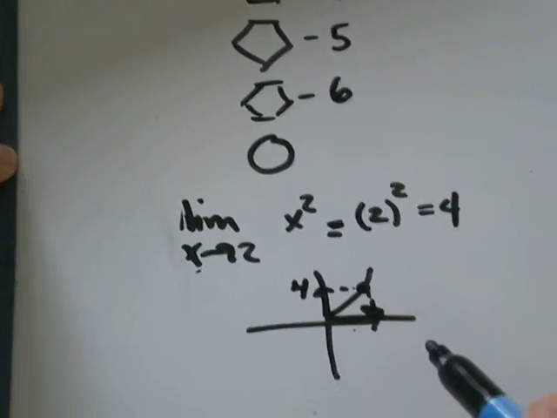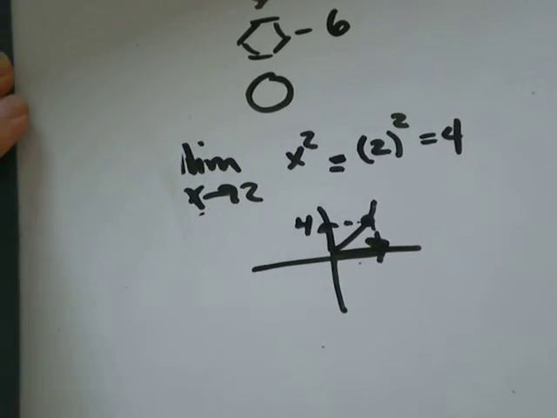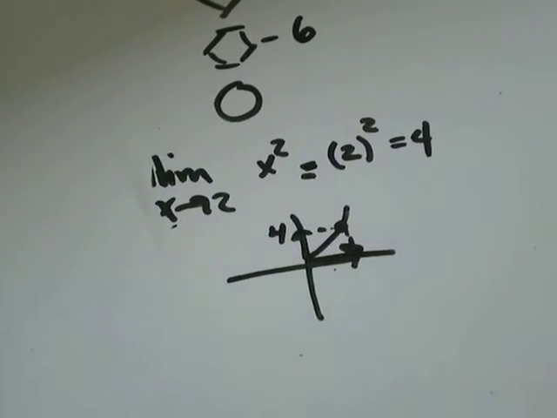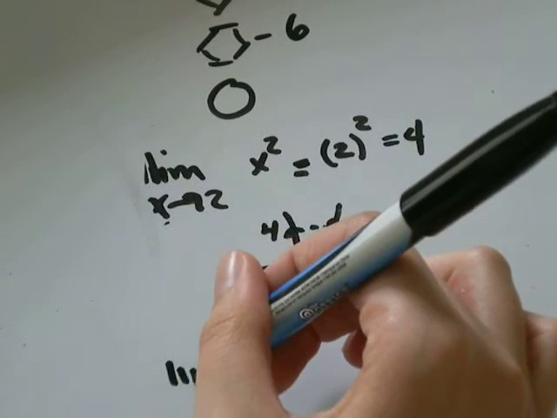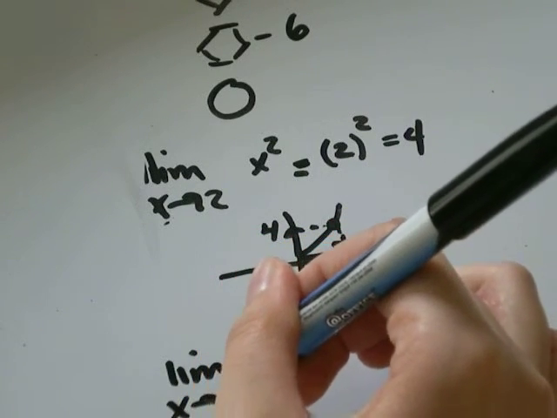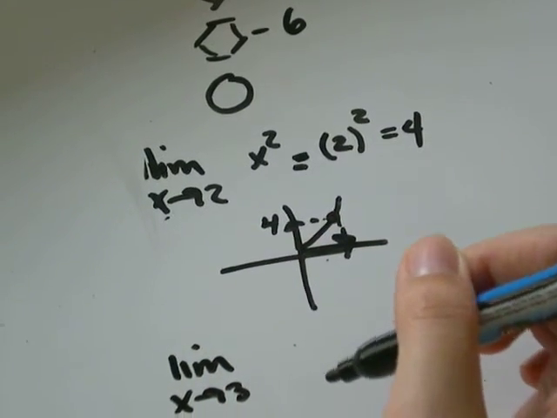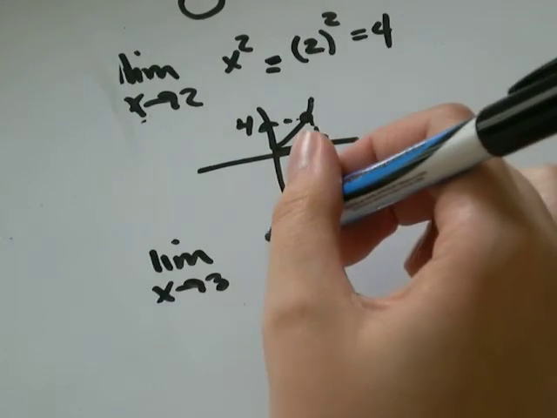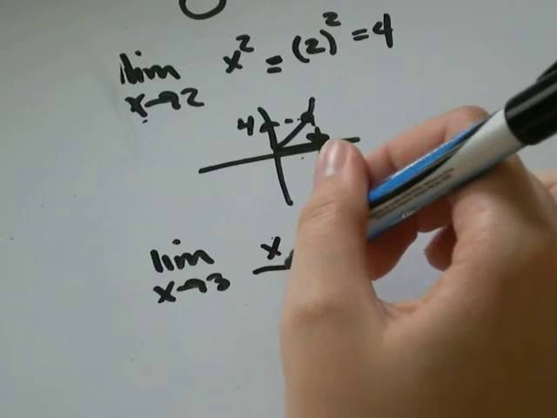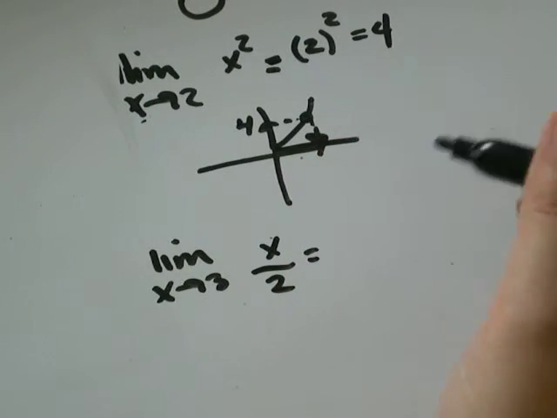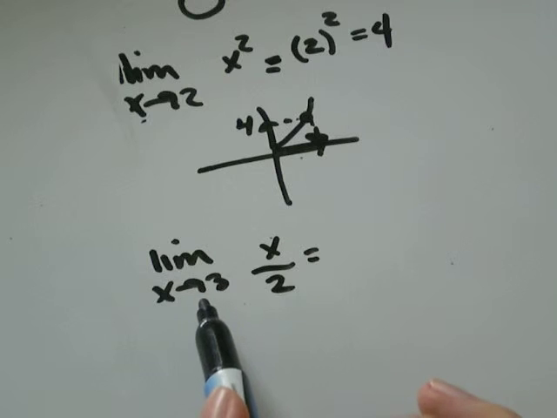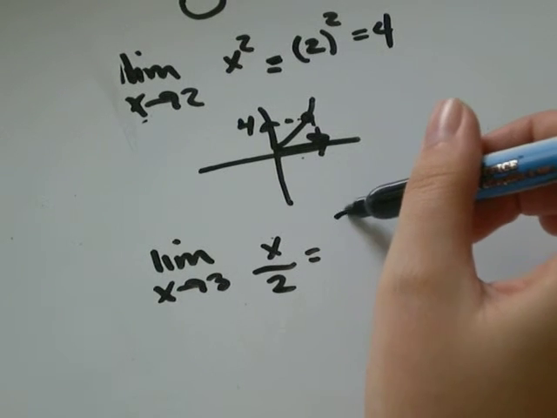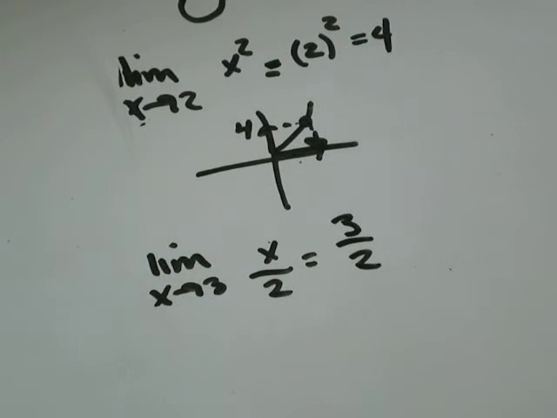Let's do another example. Let's do the limit as x approaches 3 of x over 2. So we can think of x as being equal to 3 since it's very close to 3. And we would say the limit as x approaches 3 of x over 2 would be 3 over 2.